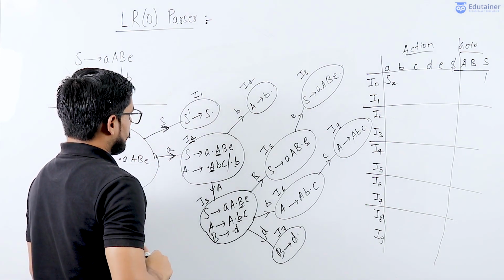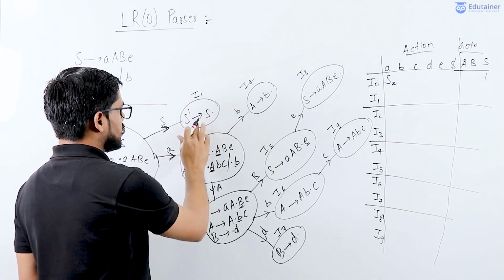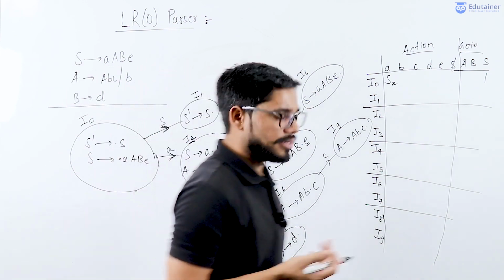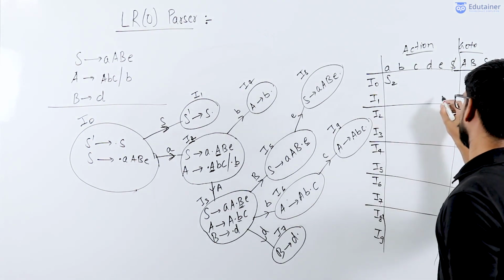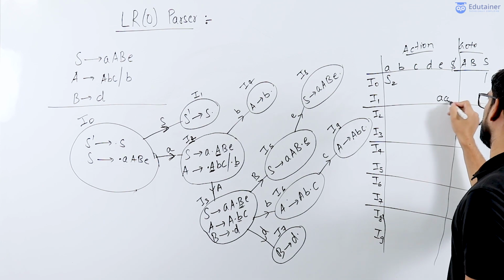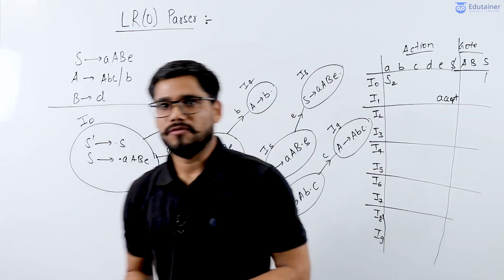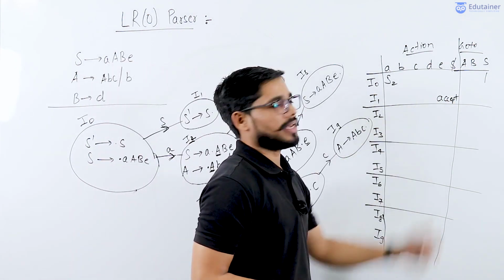Now after that, let's consider this I1 state. I1 state is basically an augmented state, meaning we added this particular production in our grammar. So here I1 means accept, on accept dollar. After reading the whole input, eventually we will come to the dollar part, and dollar part means it is accepted.